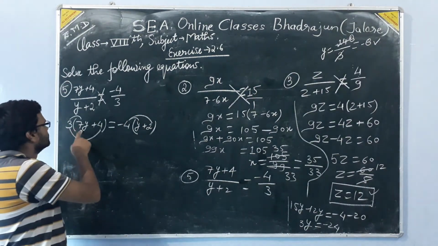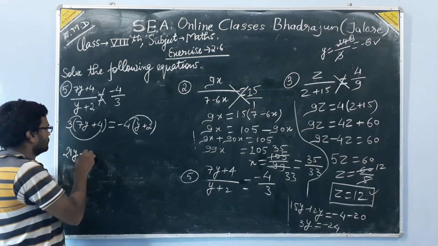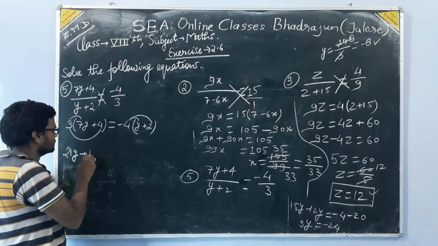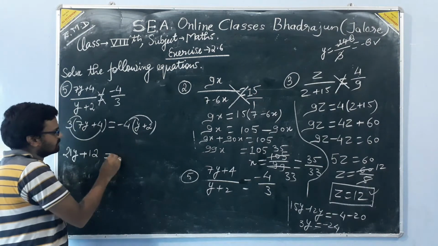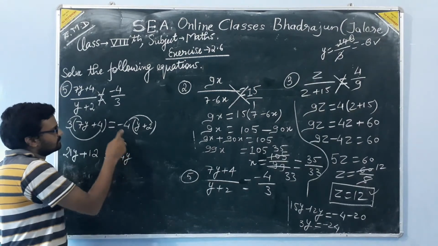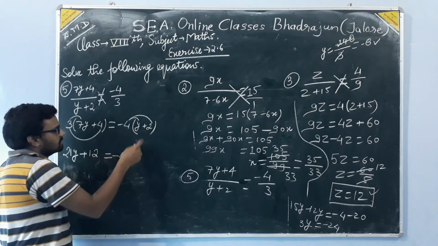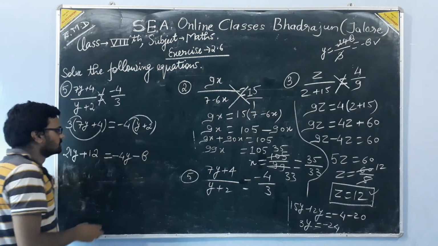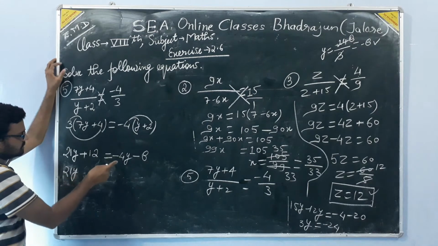So 3 multiplied with 7, 3 7s are 21. This is equals to 21y plus 3 multiplied with 4, 3 4s are 12, equals to 4 minus 4 multiplied with y. This is equals to minus 4y, minus 4 multiplied with 2, minus plus minus, minus plus minus, 4 2s are 8. Okay. Now this is 21y, this is minus 4y.